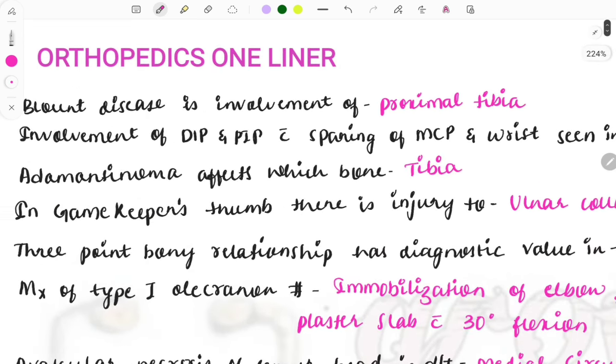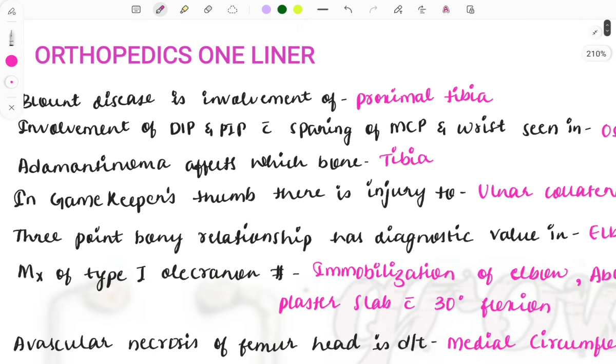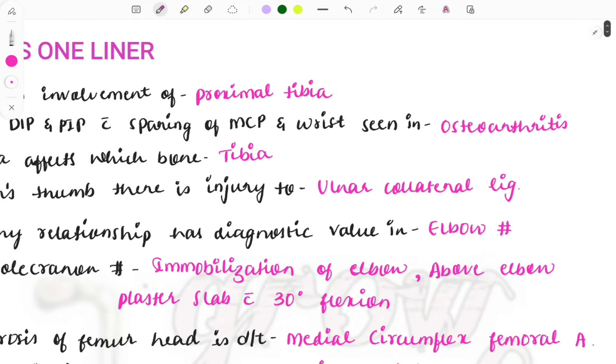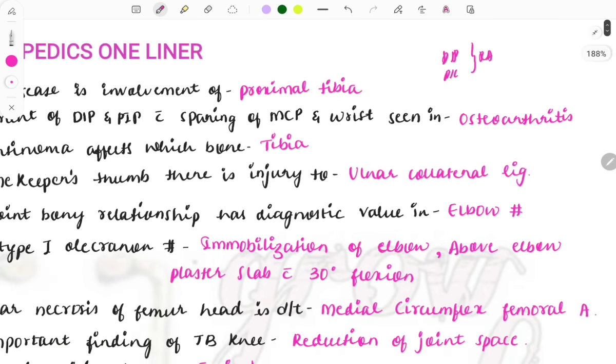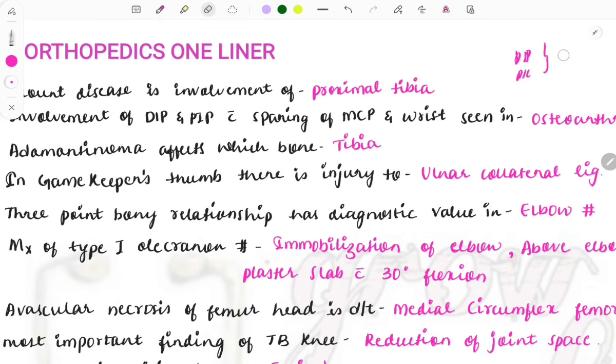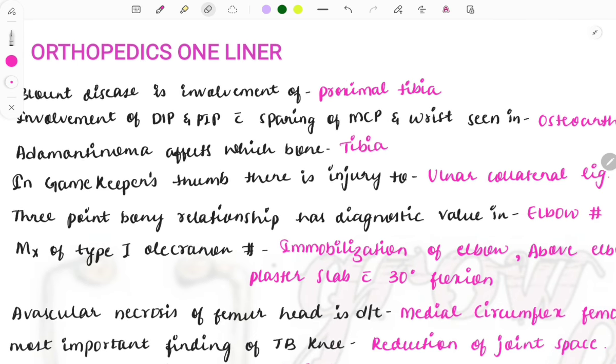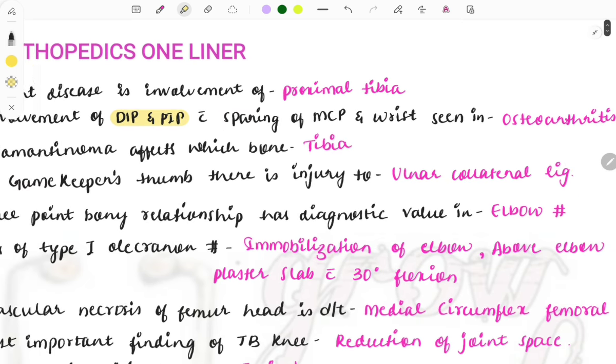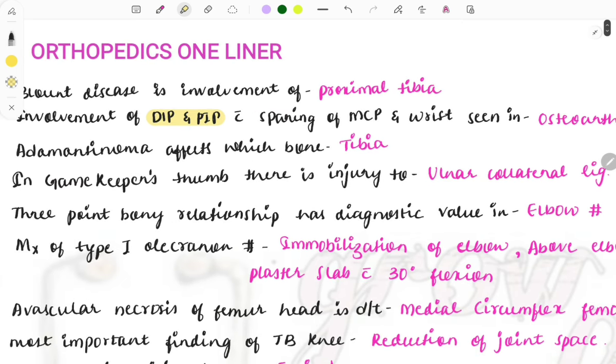The first question: Blount disease is involvement of the proximal tibia. Involvement of the DIP and the PIP with sparing of the MCP and wrist is seen in osteoarthritis. There are various conditions which involve the DIP, PIP, and wrist, like rheumatoid arthritis, then psoriatic arthritis, then osteoarthritis. It is very important to differentiate between these because they can be confusing in the exam. So whenever there is involvement of the DIP and the PIP with sparing of the MCP and wrist, it will be osteoarthritis.